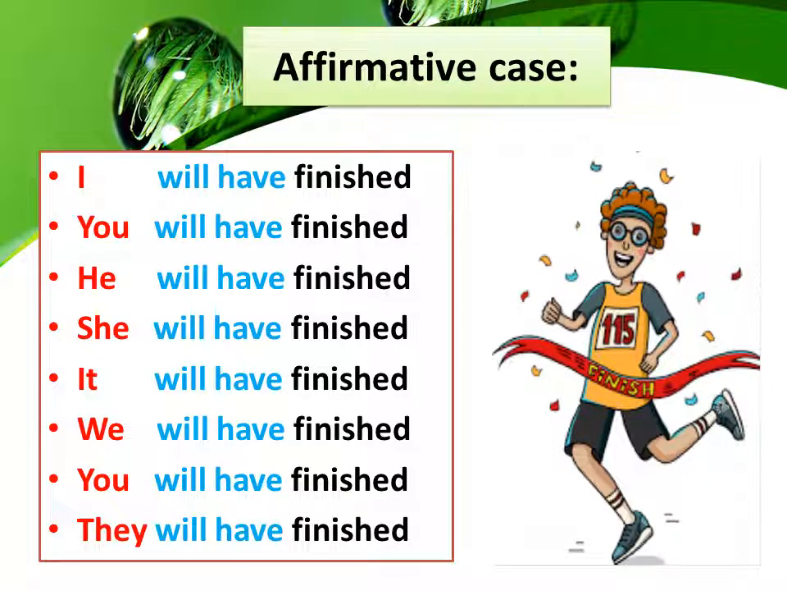Okay, now let's conjugate the verb, for example finish, in the future perfect and basically في affirmative case. Okay, so I will have finished, you will have finished, he will have finished, she will have finished, it will have finished, we will have finished, you will have finished, they will have finished. Okay, so here notice we have will have كلهم مع جميع subjects pronouns plus finished. It's the verb finish plus past participle, it becomes finished.